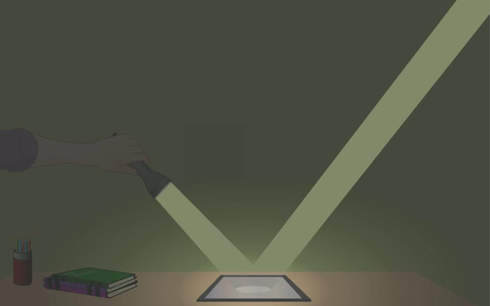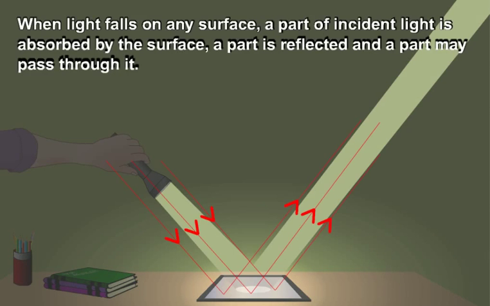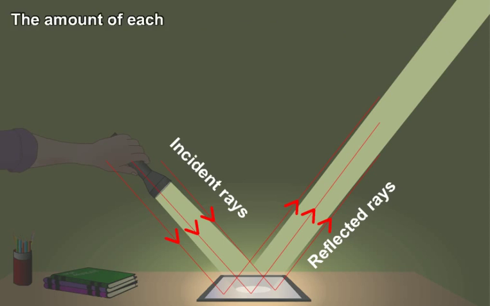When light falls on any surface, a part of incident light is absorbed by the surface, a part is reflected, and a part may pass through it. The amount of each depends upon the nature of the surface.